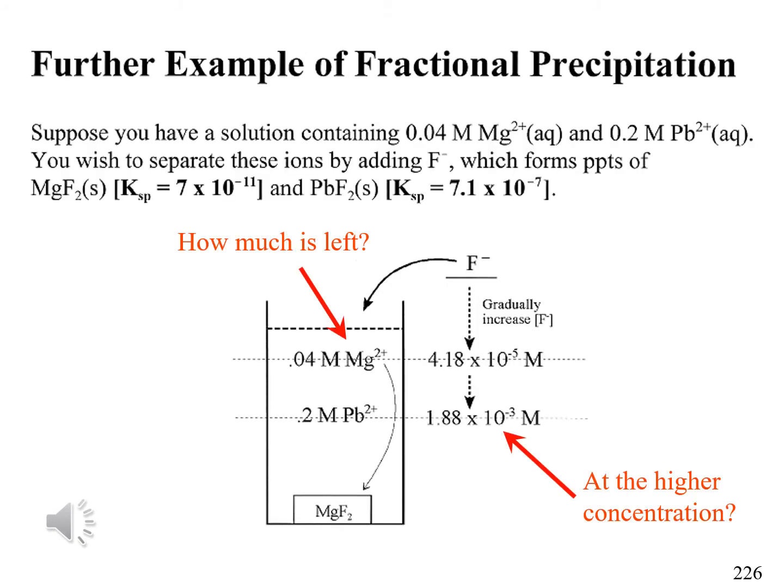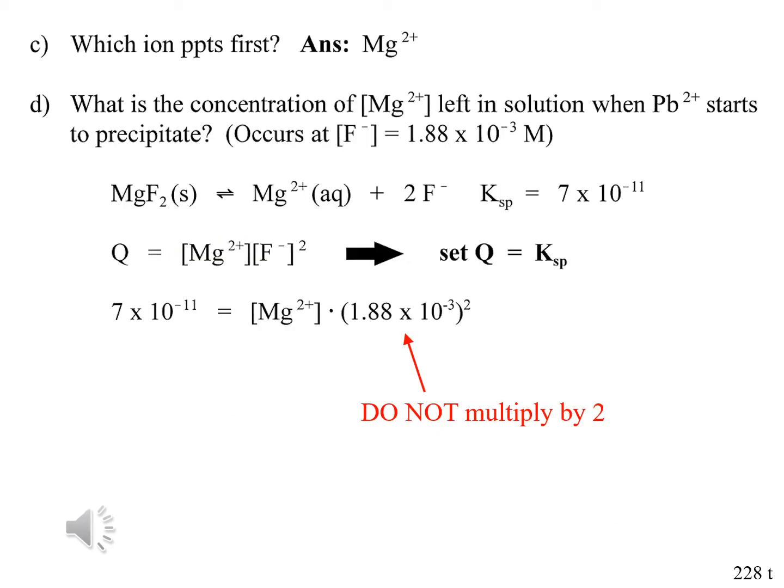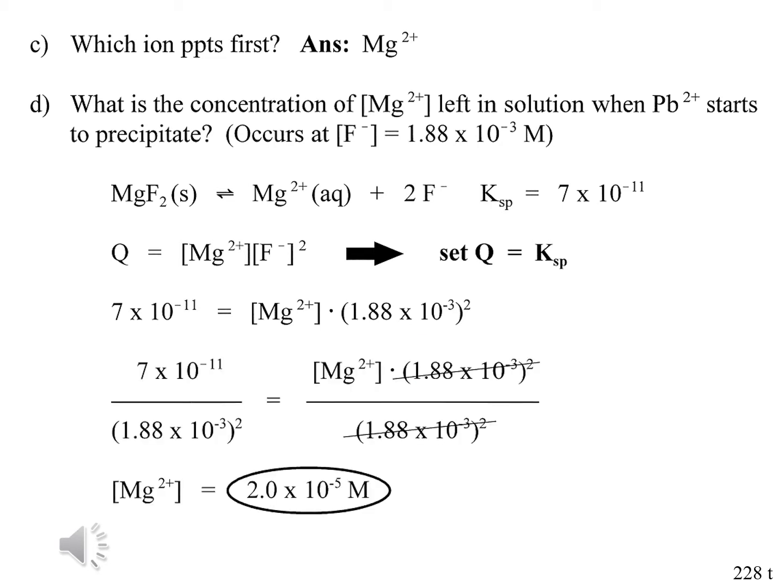This picture shows what the question part D is actually asking. Again, because this is a mixing problem, you also do not multiply the concentration of fluoride by 2 when you plug it in to calculate magnesium. This slide shows the amount of magnesium ion left, but we want to calculate it as a percentage.